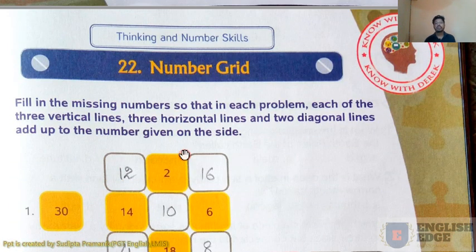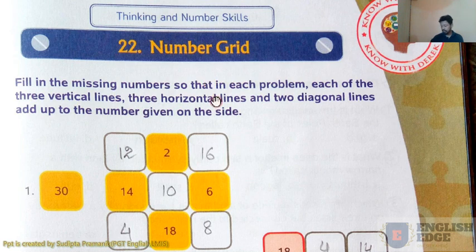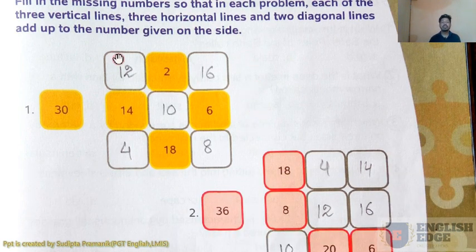Now go to chapter number 22, number grid. So I have already given you the answer. You have to add the numbers among them, and you have to make 30. So here 12 plus 2 plus 16 is equal to 30. 14 plus 10 plus 6 is equal to 30. 4 plus 18 plus 8 is equal to 30.